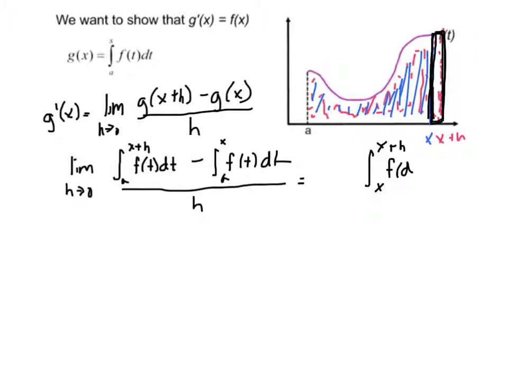F of t, still over h, we're still taking the limit as h approaches 0. Okay, but notice that simplification occurs because the big area minus the littler area leaves us with the area in between. Well, I want to think about this now.